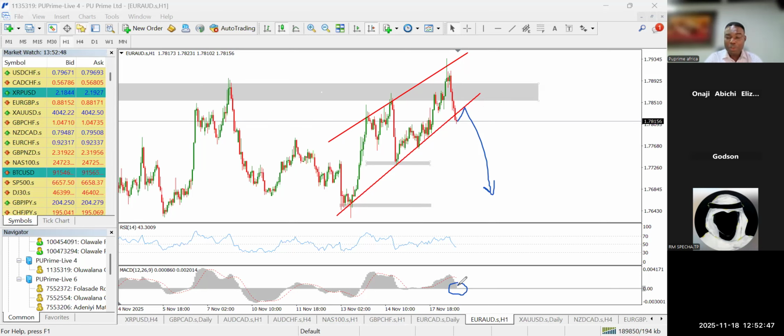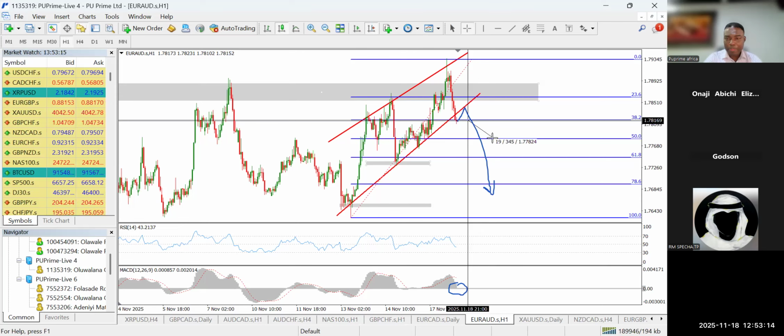And the profit potential of this can be in the range of roughly 30 pips at Fibonacci 50, about 70 pips at Fibonacci 61.8, and about 120 pips at Fibonacci 78.6.